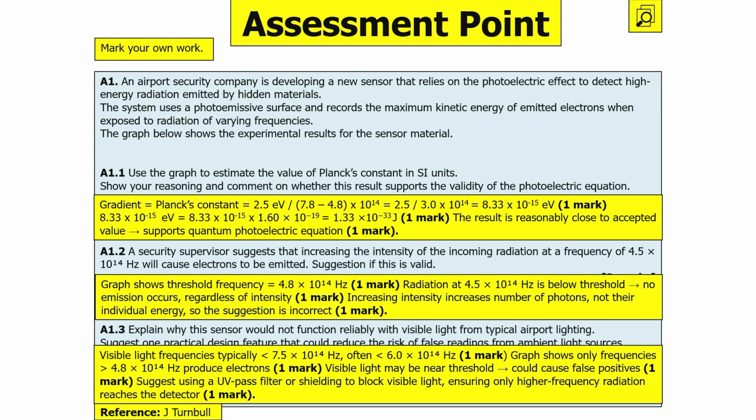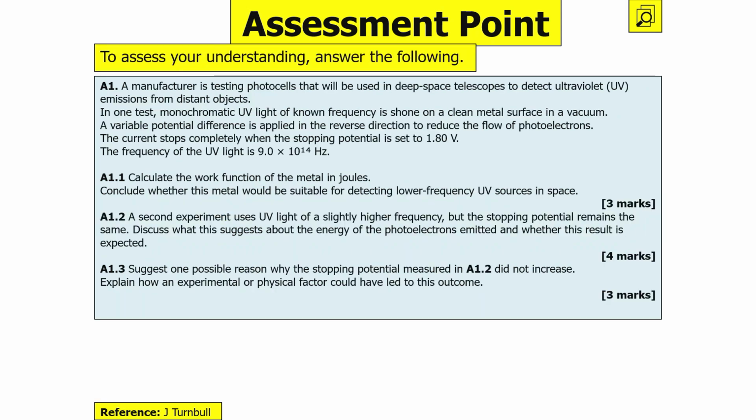the detector. A manufacturer is testing photocells that will be used in deep space telescopes to detect UV emissions from distant objects. In one test, monochromatic UV light of known frequency is shone on a clean metal surface in a vacuum. A variable potential difference is applied in the reverse direction to reduce the flow of photoelectrons. The current stops completely when the stopping potential is set to 1.80 volts. The frequency of the UV light is 9 times 10 to the 14 Hz. Calculate the work function of the metal in joules.